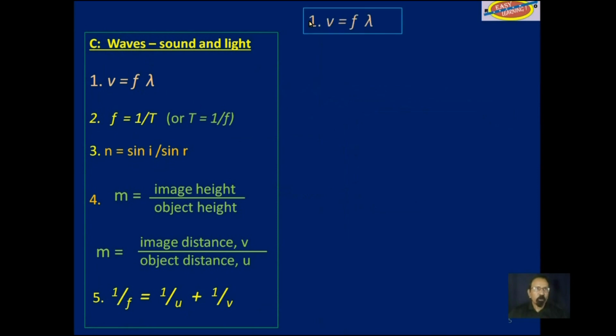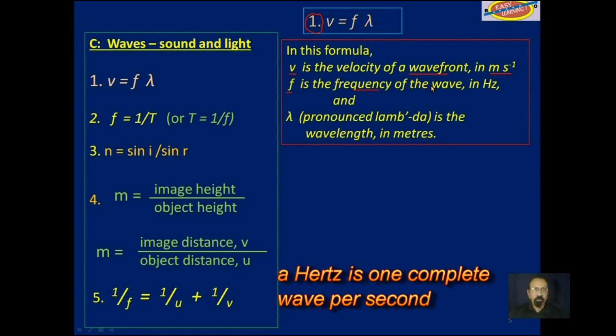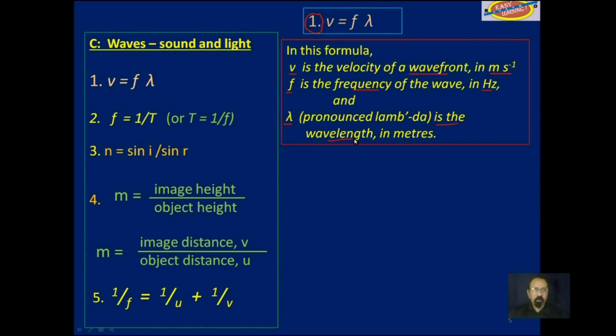So we begin with formula 1. V is equal to F times lambda. In this formula, V is the velocity of a wavefront measured in meters per second. F is the frequency of the wave measured in hertz, and lambda is the wavelength in meters.